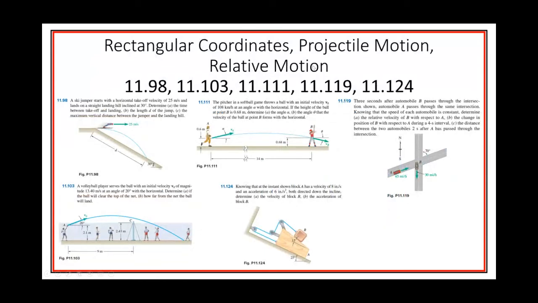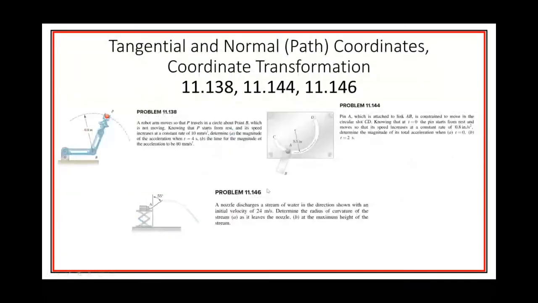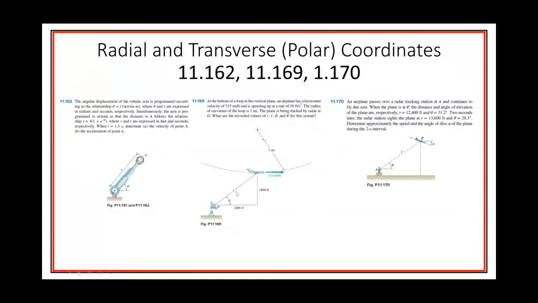Here are some rectangular coordinates problems with projectile motion and relative motion. These are also things that I'm suggesting you could go over. Here are the tangential and normal coordinates, the path coordinates ones. There are 3 problems I picked out that I think you might run across or might want to be able to solve. And then lastly, radial and transverse coordinates.